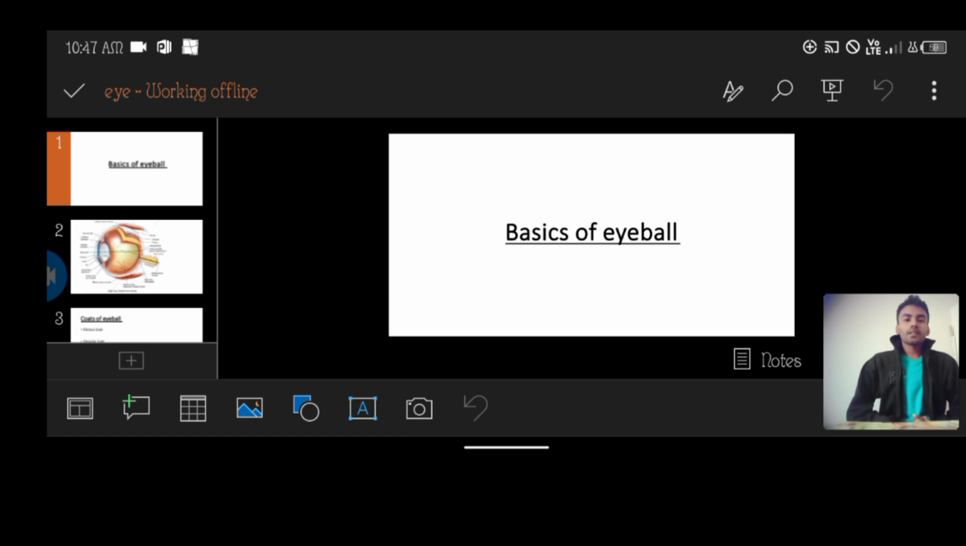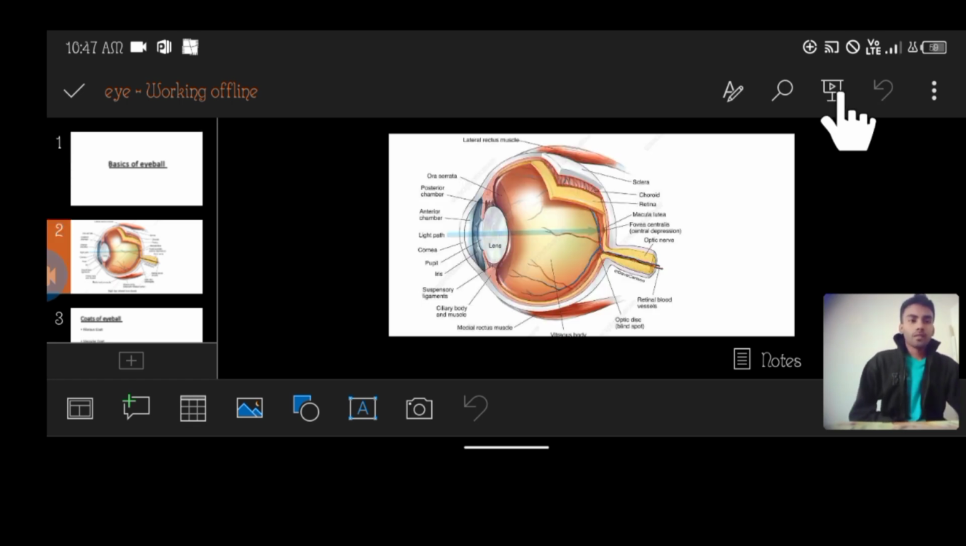Today I will discuss the very basics of understanding our eyeball. So let's start. At first we will learn the different terminologies which are related to the ocular structures, and the ocular structures means the structures which are related to the eyeball.